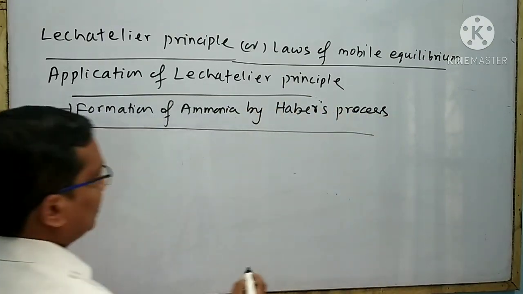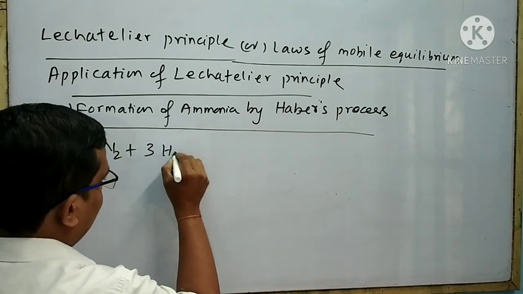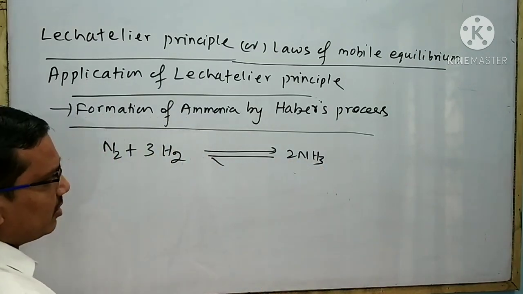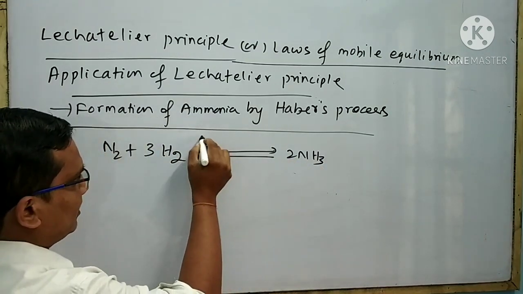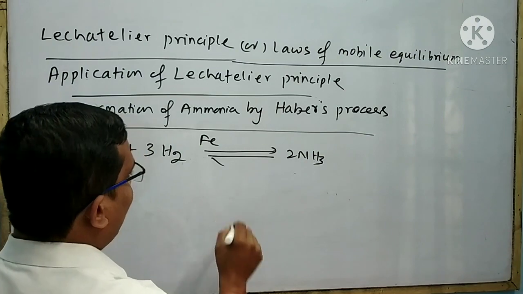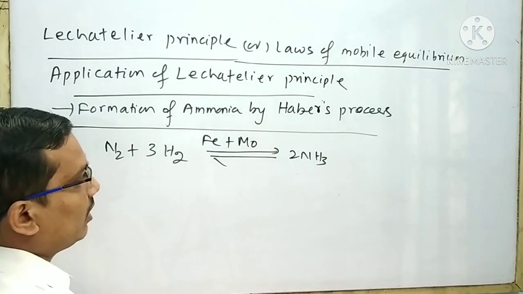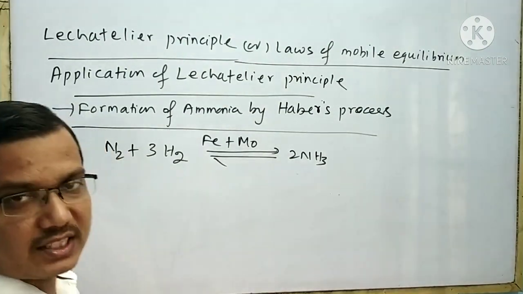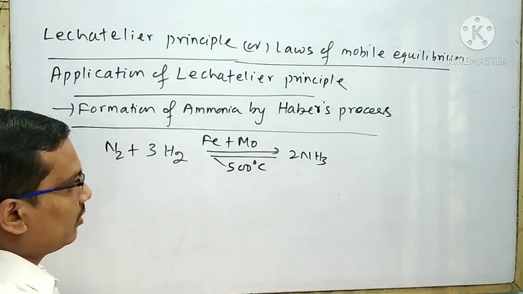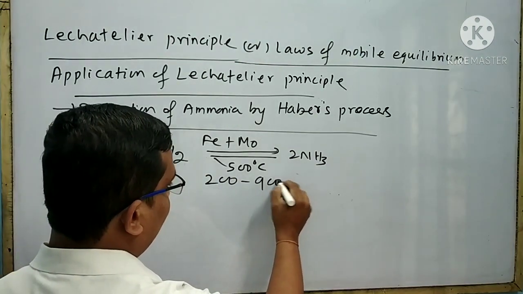According to the Haber's process, the required reaction is N2 plus 3H2 gives 2NH3. This reaction is done with the help of catalyst iron and another element which acts as a promoter, that is molybdenum. Here iron acts as a catalyst, molybdenum acts as a promoter. This reaction is carried out at 500 degrees centigrade and at a pressure of 200 to 900 atm.